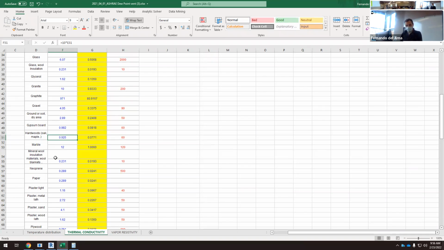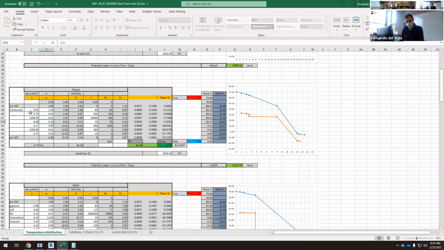Hardwood, 0.92. And the other one is 60. Okay, so it's 0.92, but it was 0.93 here, and 60. I think it's the same.